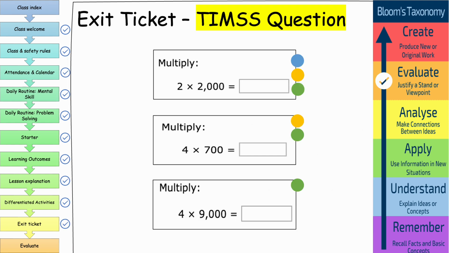Now this is the exit ticket for our lesson. If you want to do it, you can write the questions in your notebook. So 2 times 2 is 4, and then how many zeros are left in the equation? There are 3 zeros, 1, 2, 3, and then a comma comes after 3 numbers, so the comma will be here, 4000.